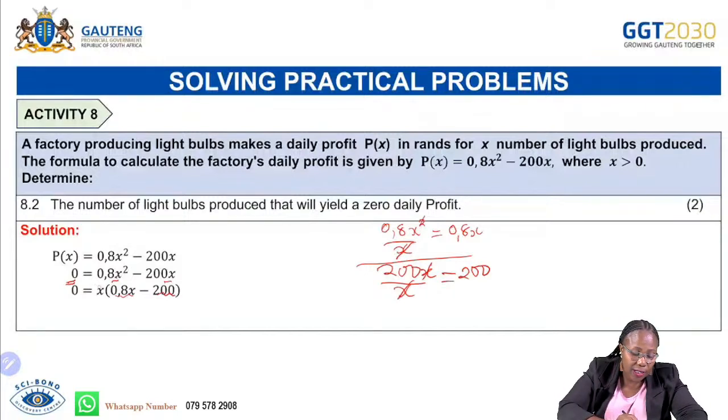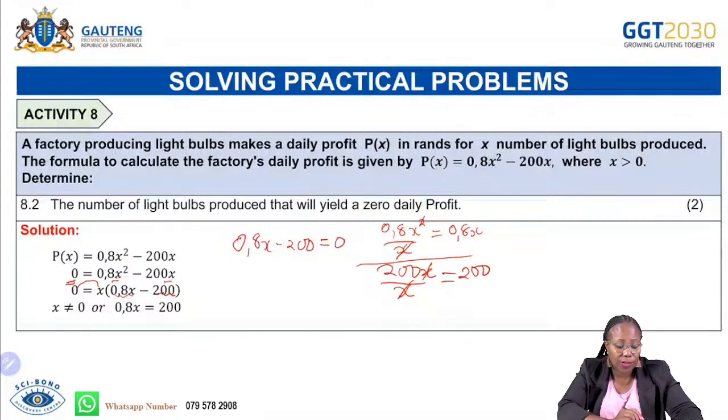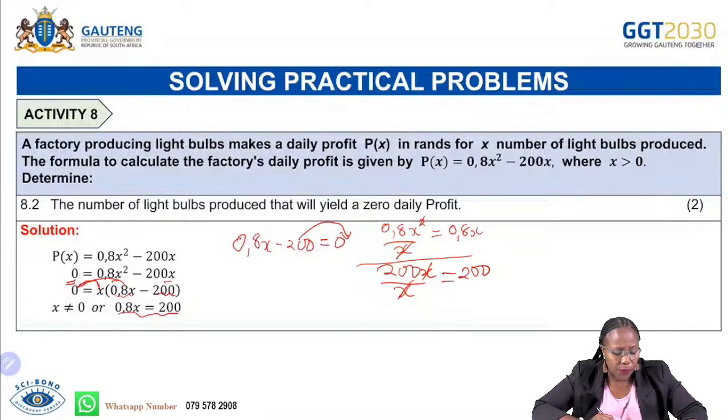So the first x will be equal to 0 as a solution, or the 0.8x minus 200 in the bracket will be equal to 0. So it's like this: x equals 0 and your bracket equals 0. We transpose minus 200 to that side, hence we have 0.8x equals 200. We divide both sides by 0.8, so we are left with x equal to 250 bulbs.